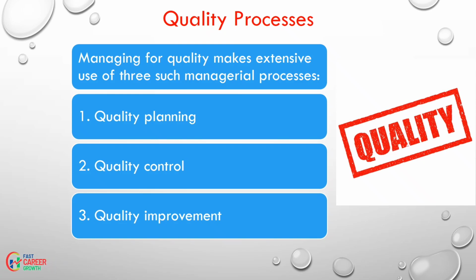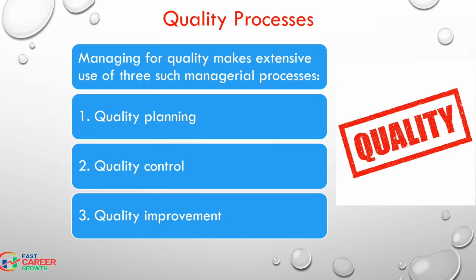In quality planning, first establish quality goals. Next, identify who the customers are. Next, determine the needs of the customers. Next, develop product features that respond to customers' needs. Next, develop processes able to produce the product features. Next, establish process controls, and transfer the plans to the operating forces.